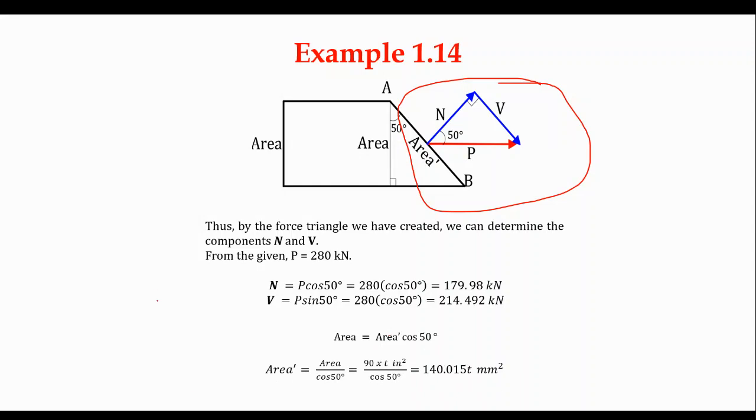And how about naman sa area prime? So ang area prime is area divided by cosine 50. So ang area is 90t. Again, this is typo. Di ba, unknown man si t. So, ang area is 90t divided by cosine 50. Pero, pwede pa man ma-simplify. 90 divided by cosine 50, 140.015t millimeter squared.